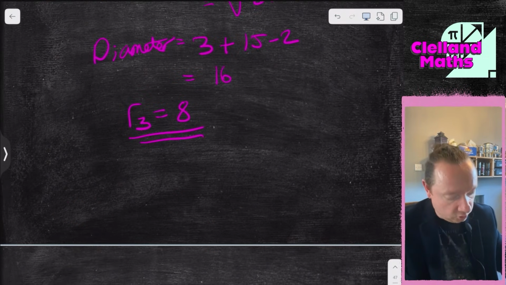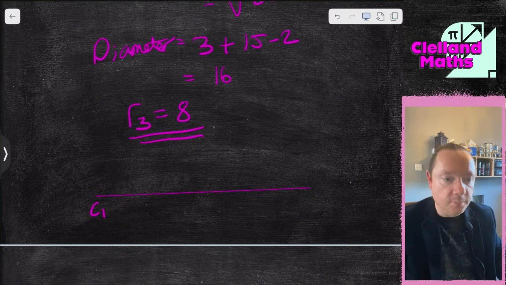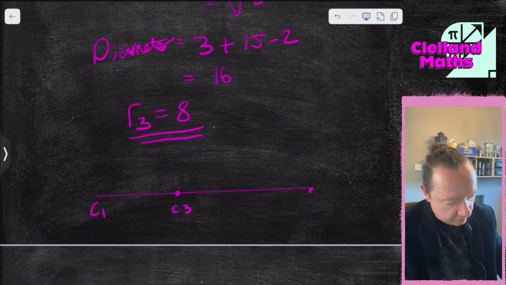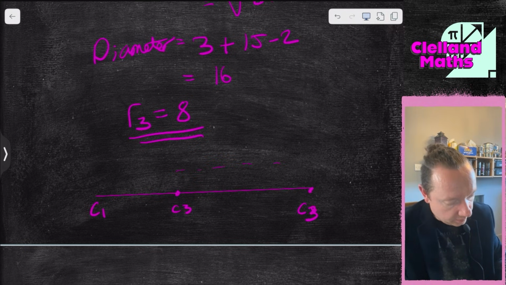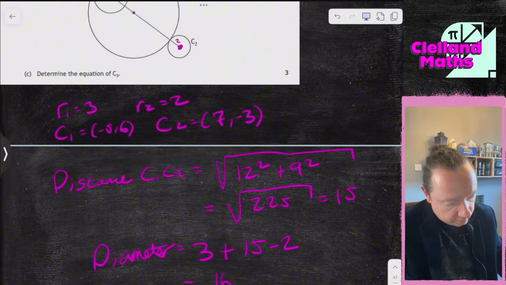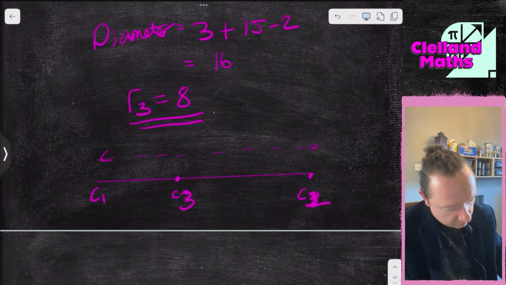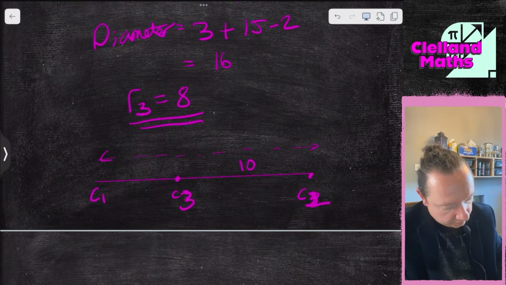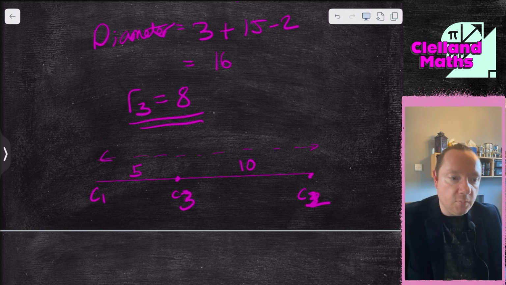So I'm going to draw that out on a straight line for you. If I just draw it like this, and that's C1 there, C3 somewhere, and C2, since we know the whole line is 15. And since we know the distance between here and here is 10, then we know the distance between here and here must be 5, because the distance between the centres is 15. So now that we've got that, we can just use vectors to work out our centre.